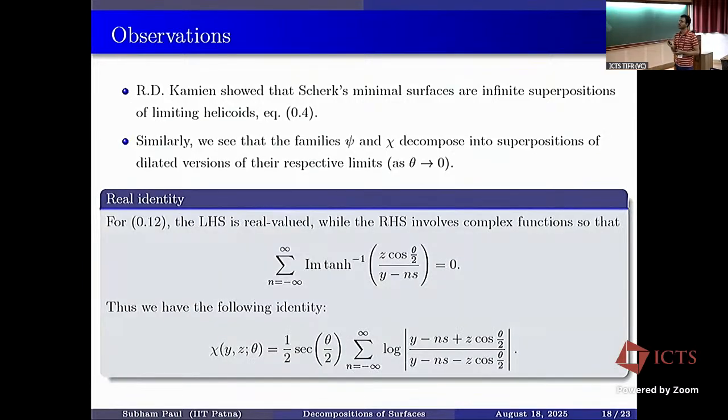Now, from the expression 0.12, we see, as I just mentioned, that the left-hand side is real-valued, while the right-hand side involves complex functions. So if we take the imaginary part, that sum will add up to 0, and therefore we get the following identity involving the Born-Infeld solution, and this is a completely real identity, as one can see.